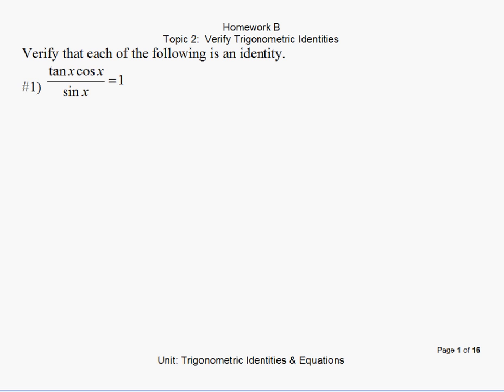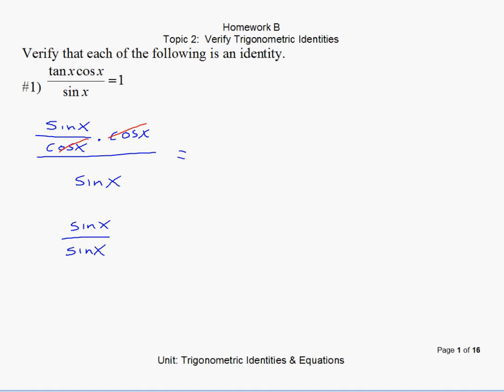Verify that each of the following is an identity. To do that, you have to make sure that the left side and the right side are the same thing. For this problem, I would change tangent of x to sine over cosine. It's using a quotient identity. Notice the cosines cancel. Then you get sine of x divided by sine of x. Anything divided by itself is 1. 1 equals 1.